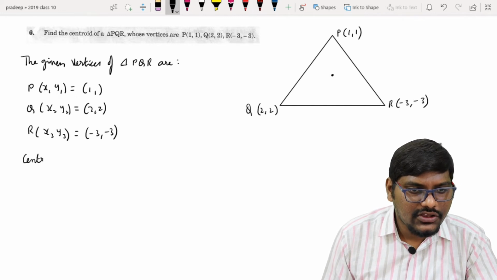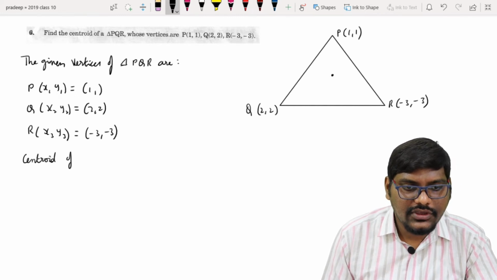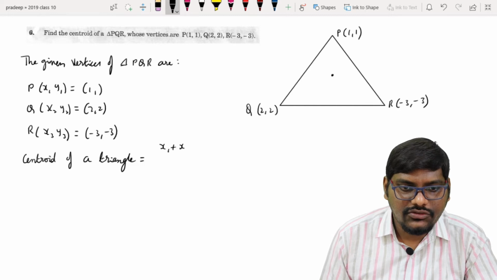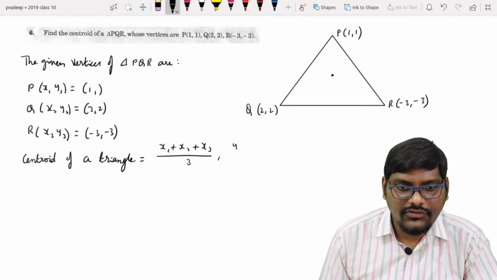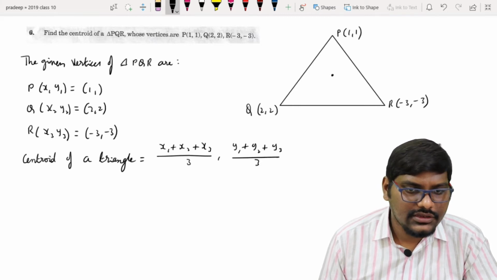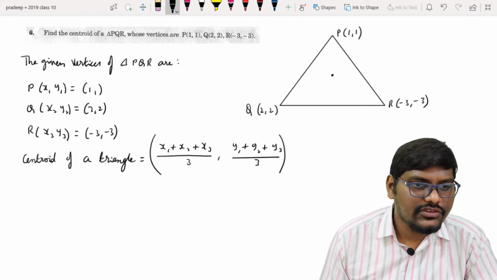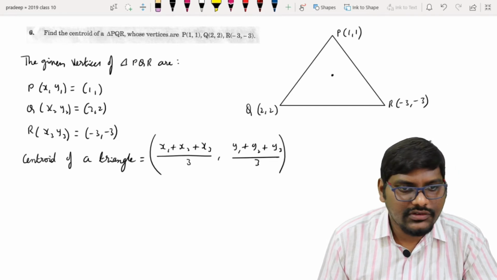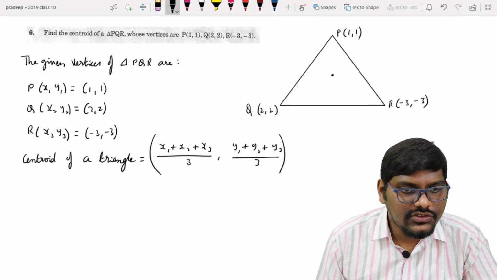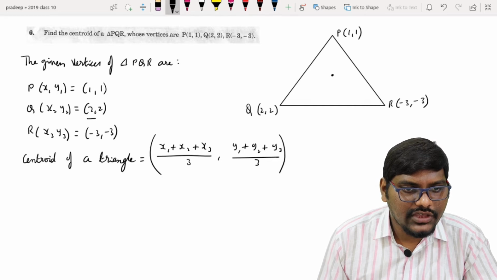So I can write the centroid of a triangle is equal to x1 plus x2 plus x3 whole by 3, then y1 plus y2 plus y3 whole by 3. So this is the formula. We can simply substitute all these values. This is x1, y1, this is x2, this is y2, x3 and this is y3.